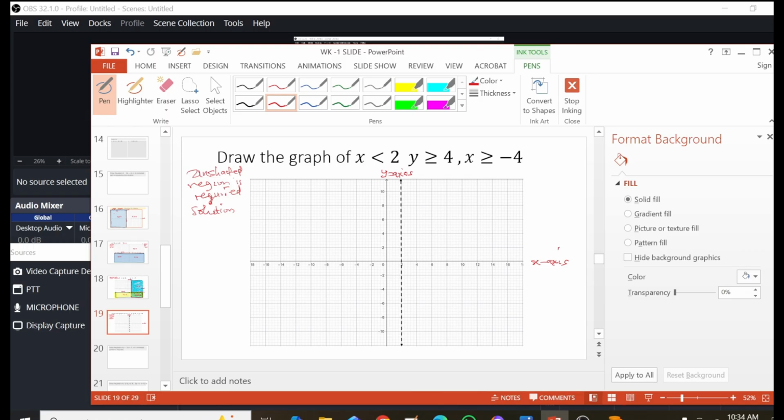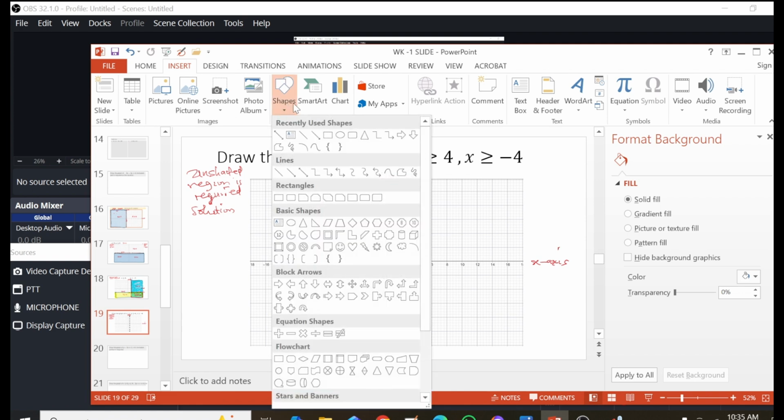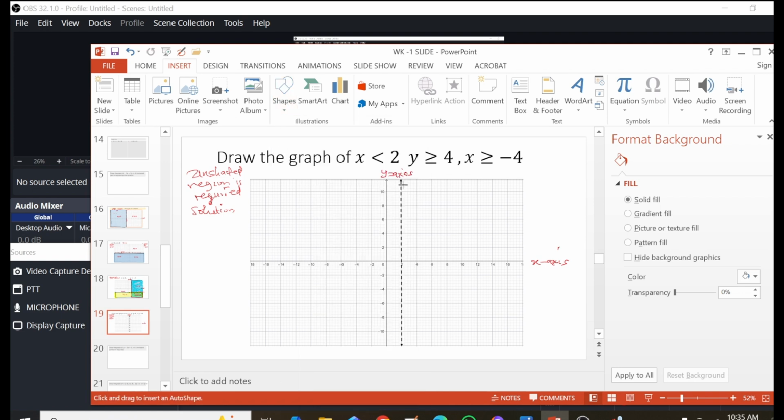But here it is unshaded region. That means the part that is my required solution should not be shaded. So this is my required solution here, which is anything less than 2. I mean, this front side here. Anything greater than 2 should be shaded. That means it's not a solution, so I'm going to shade it off. So let's see how we shade it off.